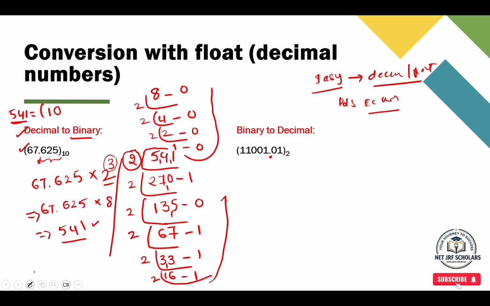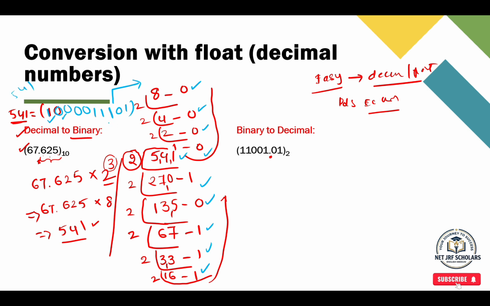Okay, I'll change the color of the pen here. We have covered 1 0. Okay, 1 0 is over. Next we have 0, next we have 0, and next we have 0, and next we have 1 1 1. So 1 1 1. Next we have 0 1 0 1. So the value we get here is the binary number for 541, not for the 67.625.